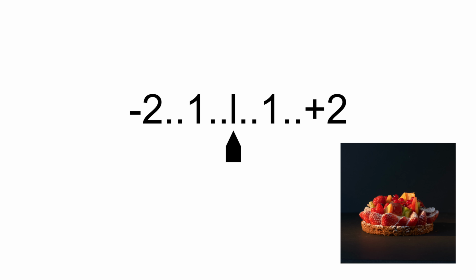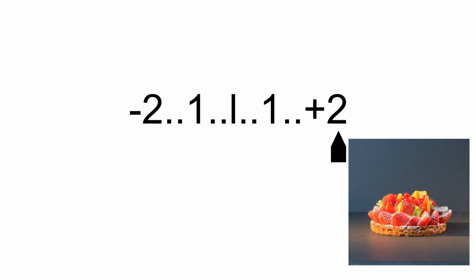By the way, your light meter looks something like this. When the indicator is in the middle, the photo is correctly exposed according to the camera. If the indicator moves to the left, the photo is underexposed according to the camera, so too dark. If the indicator moves to the right, the photo is overexposed according to the camera.